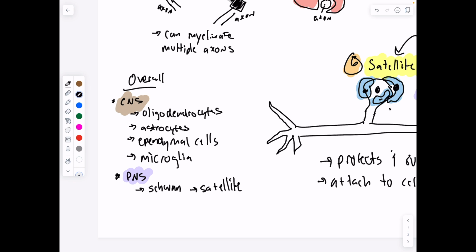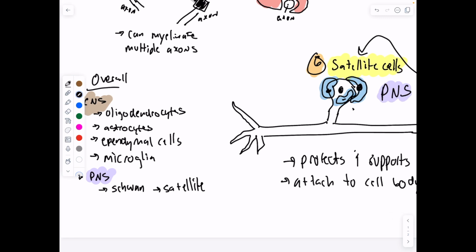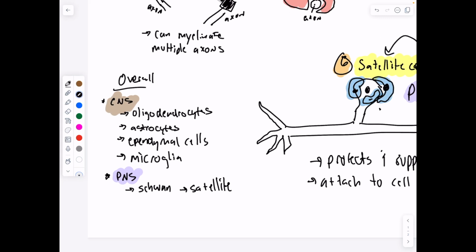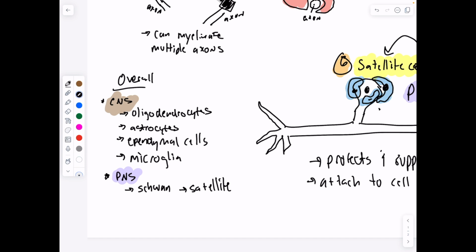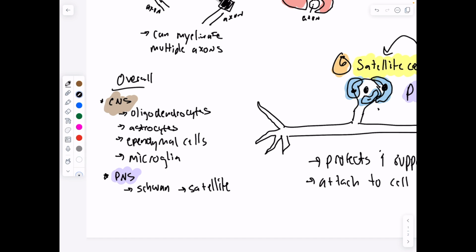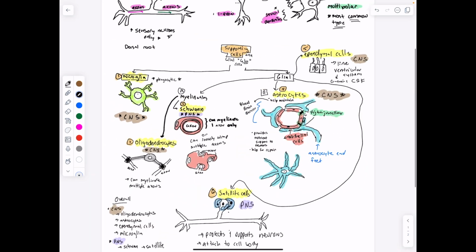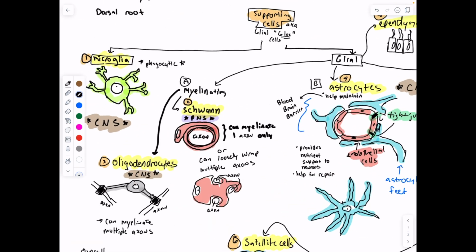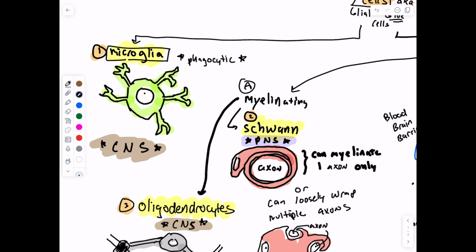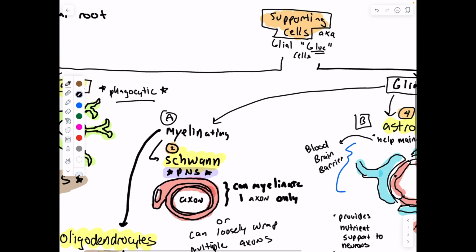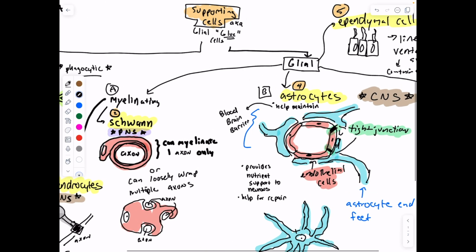We have the ependymal cells, which are going to line the ventricles and secrete the cerebrospinal fluid, and then we have microglia, which are involved in phagocytosis, to eat things. And then in the peripheral nervous system, we have Schwann cells for myelination. We have satellite cells, which are supporting cells that attach to cell bodies. So starting with the microglial cells, basically they're really small, but they are phagocytic, so they're going to go ahead and eat things that aren't supposed to be there in the central nervous system.